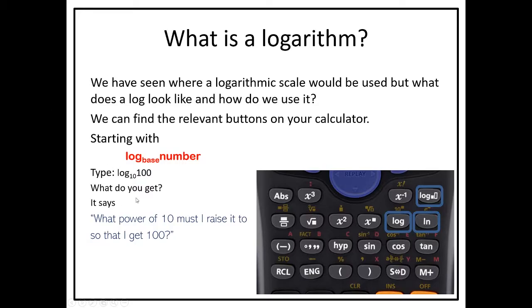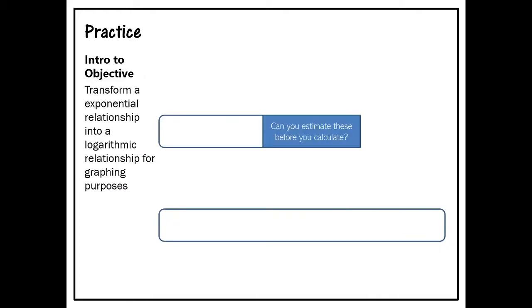Log to the base 10 of 100, what do you get? Well, basically this question is asking what power of 10 must I raise it to so that I get 100. But if I just type that into the calculator, log to the base 10 of 100, that's as much as you need to do. As it turns out, this log button to the left actually is shorthand for log to the base 10, because log to the base 10 is the most commonly used one, because it happens to match the way that we count. So if you hit log 100 and hit equals, you should get the number 2. And if you do, we're good enough to go on to the next stage.